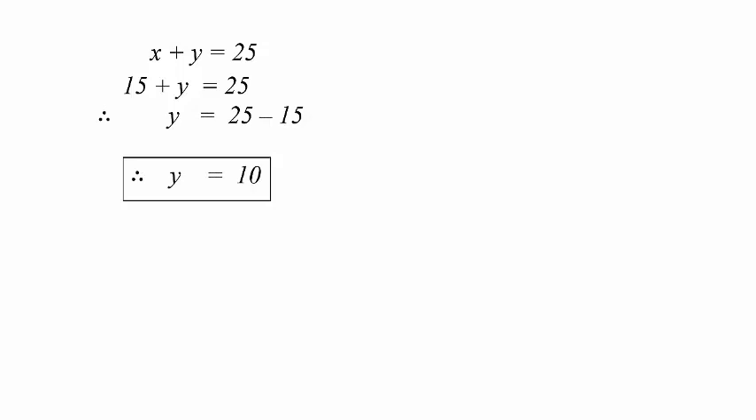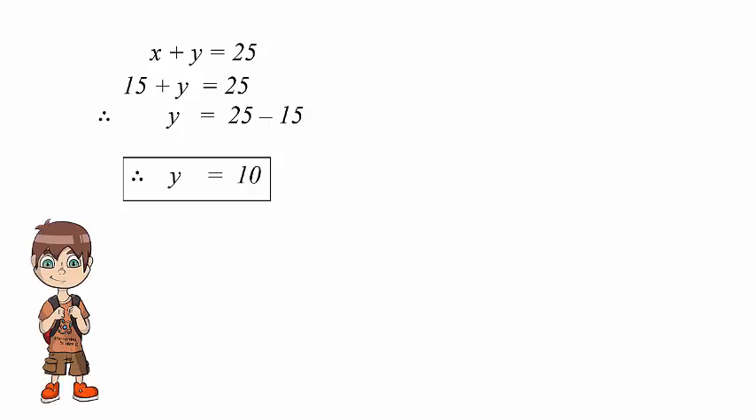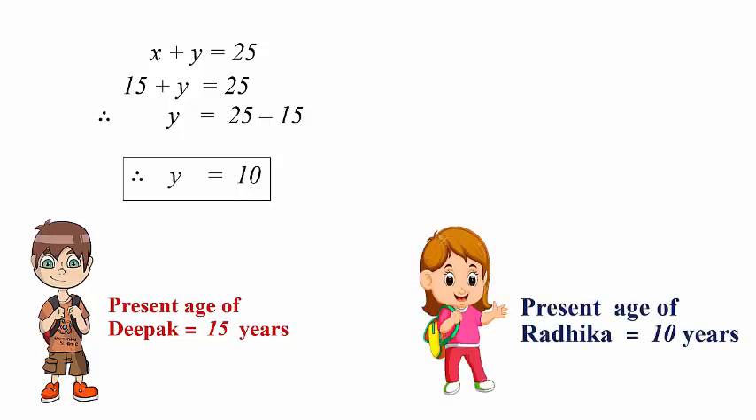And hence, we assumed the present age of Deepak is x years and the present age of Radhika is y years. So we get the present age of Deepak is equal to 15 years and the present age of Radhika is equal to 10 years. So this is the final answer. So we have solved this first example.